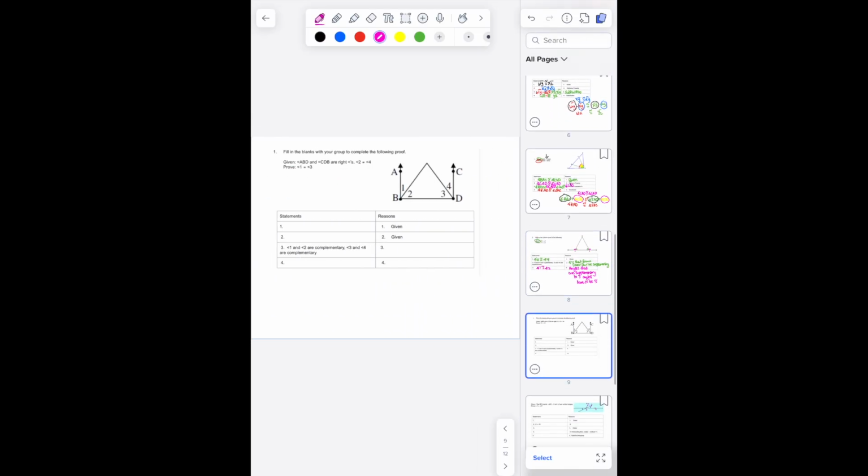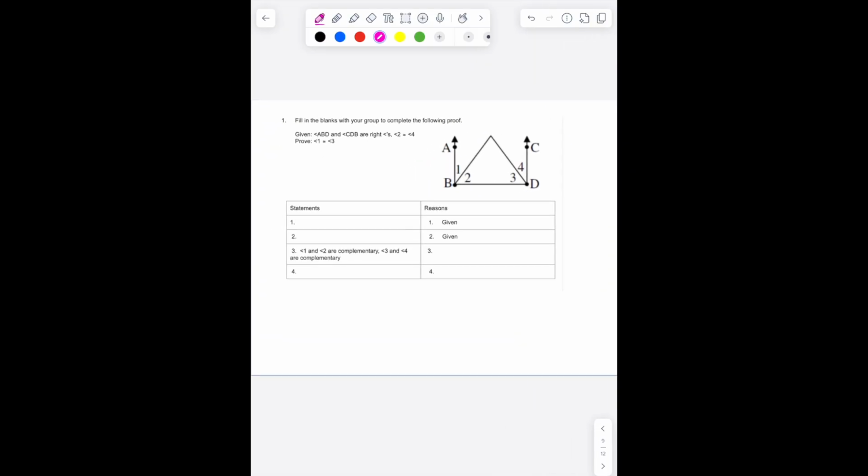This one uses a very similar idea, and this is our second to last proof that we're going to see in this video. The only difference is this time we're not dealing with supplementary angles. We're actually going to be dealing with angles that are complementary, that make 90-degree angles.